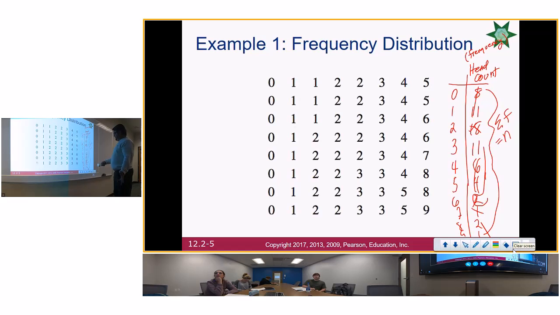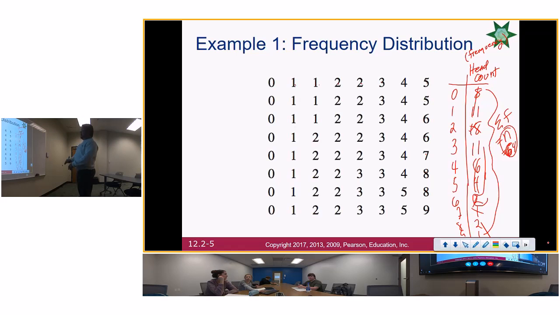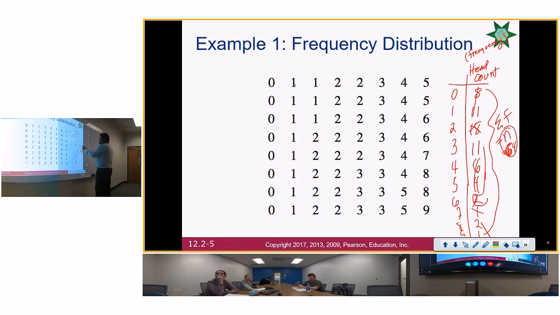52, 53, 54. I don't know. It looks like N is equal to 54. Somebody check me. Let's check. 1, 2, 3, 4, 5, 6, 7, 8. 1, 2, 3, 4, 5, 6, 7, 8. 64. I must have dropped a 10 somewhere. So if I add up all of my numbers on the head count, I will get the summation of the frequency.